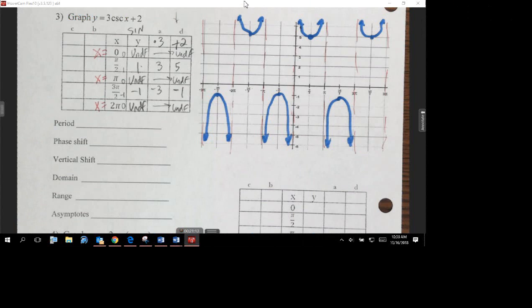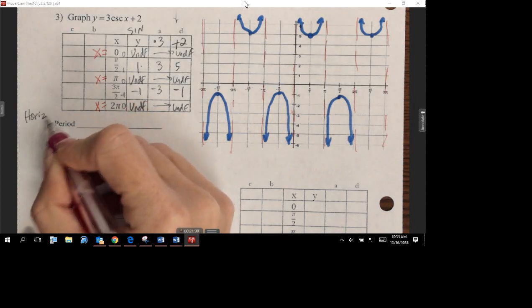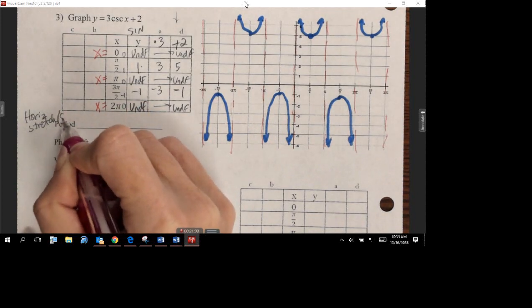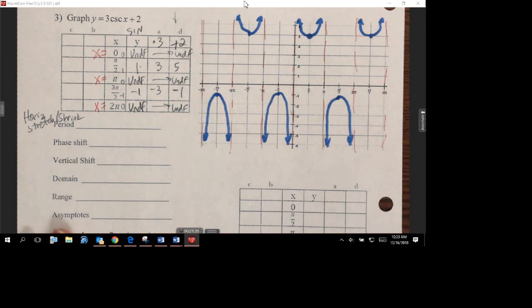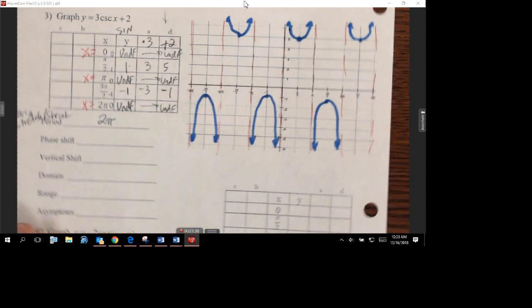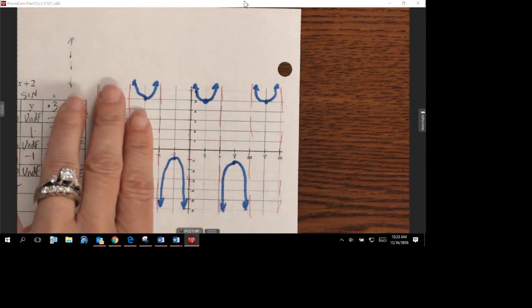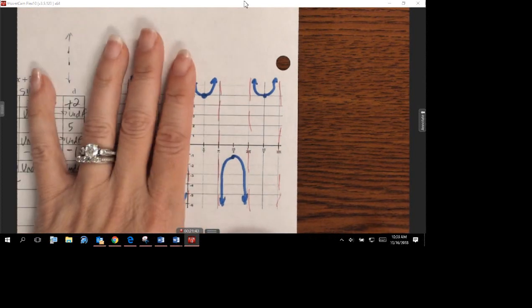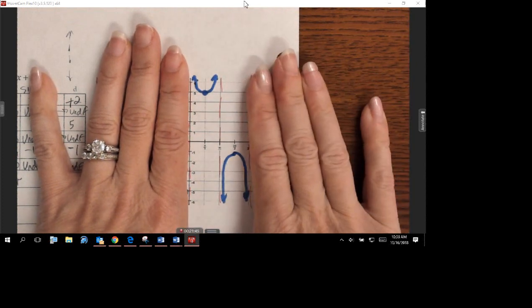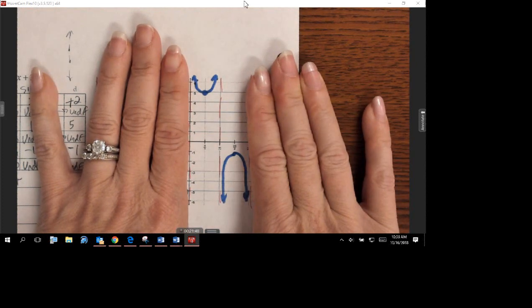Okay, so then we have to answer some information. So you're going to have to draw this number. The period, the only thing that changes period would be a horizontal stretch or shrink. And did we have a horizontal stretch or shrink? No. We did not, so what is our period? It's going to be 2 pi. And if you forget, it's horizontally how long is one cycle. So just basically 1 up and 1 down is 2 pi long. Okay.